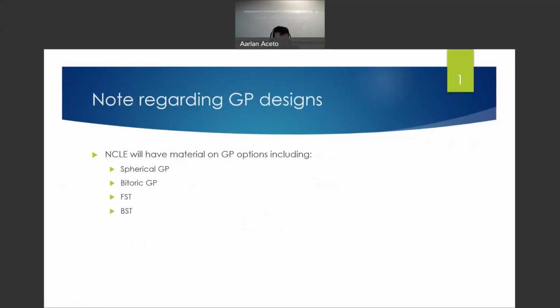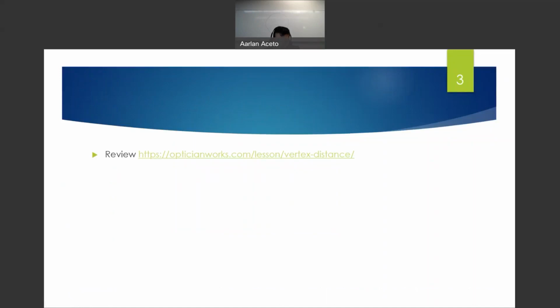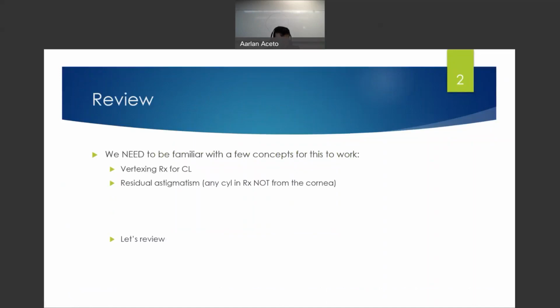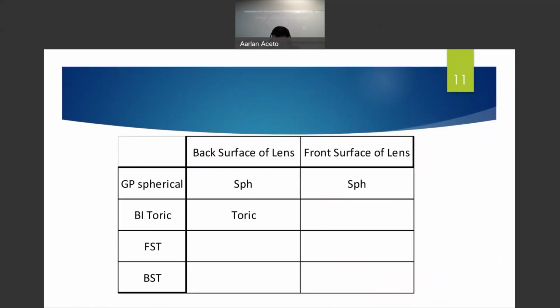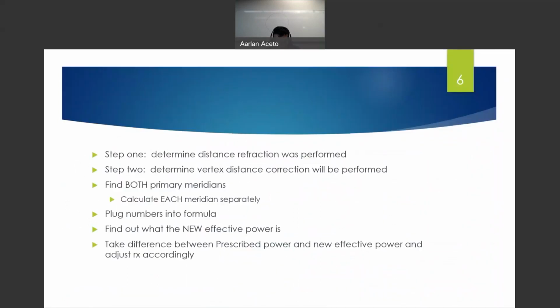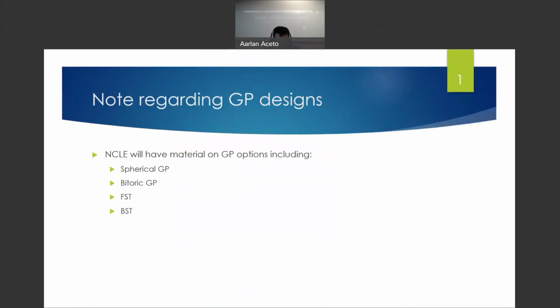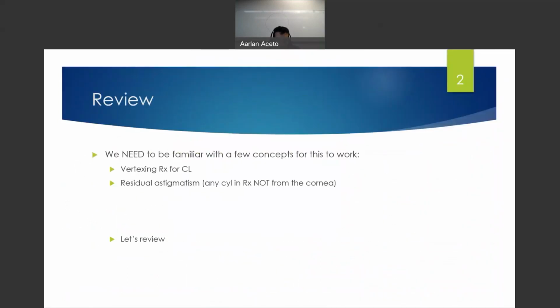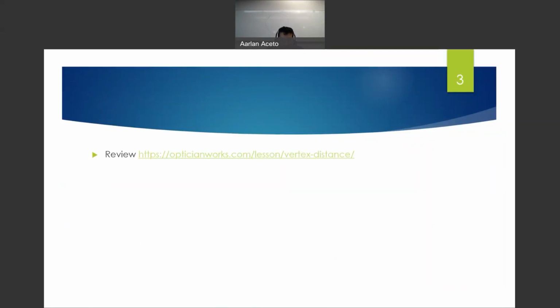We did that in class, and I'll have a lecture on that in just a bit, but before we do this, we have to cover our residual astigmatism. We need to remember vertexing, which we're going to get into, and residual astigmatism, which we covered earlier this semester, but we really have to get this down because it gets to the root of how the lens designs work. So first we're going to review vertexing for prescriptions.